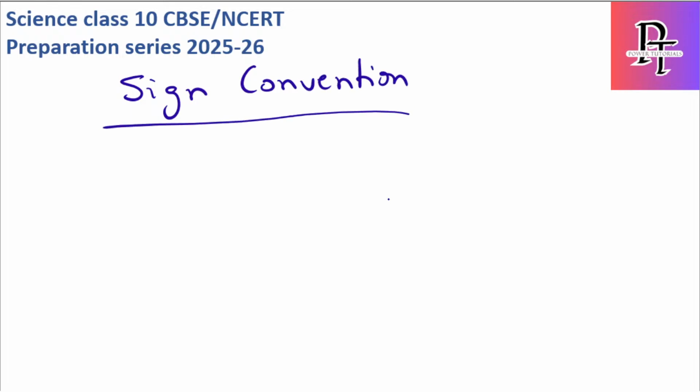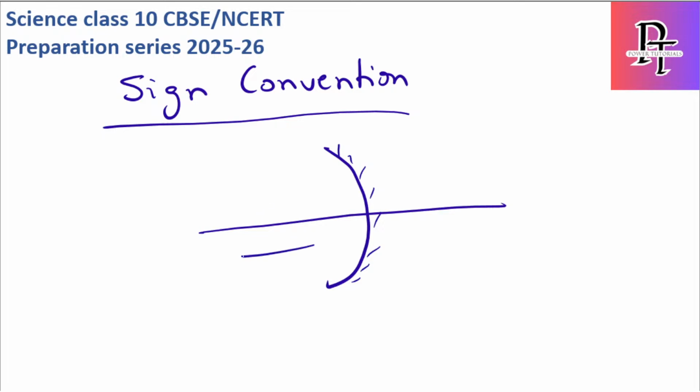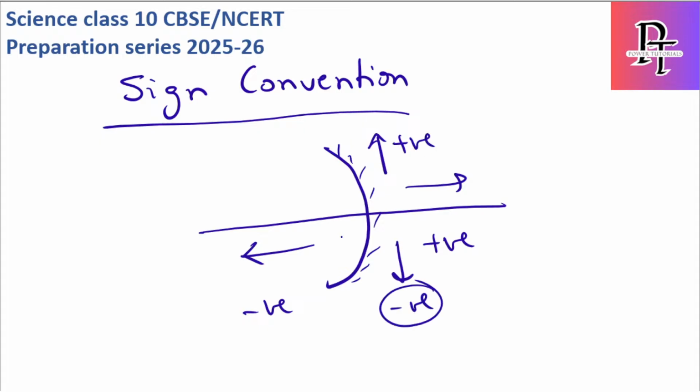So what is the sign convention? Suppose this is a concave mirror, which I'm taking as an example. If you go to the left side from the pole, it is negative. If you go to the right side from the pole, it is positive. Above the principal axis is positive, below the principal axis is negative. Repeating again: if you consider any object and go from the pole towards the left, the value is negative. Towards the right, it is positive. Above the principal axis it is positive, below the principal axis negative.